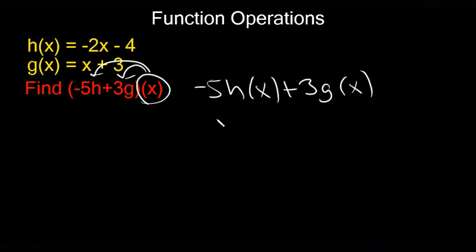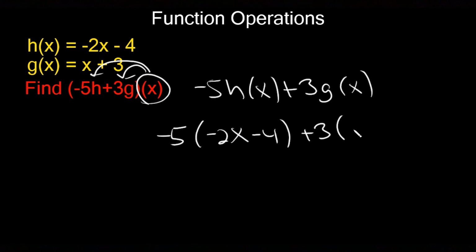All right. So I have to do negative 5 times h of x. So h of x is right here. I'm going to multiply everything by negative 5. All right. So I'm going to go ahead and rewrite the problem as negative 5 times h of x, which is going to be negative 2x minus 4. Okay. Then I have plus 3. Now my g of x is going to be x plus 3. So times x plus 3.